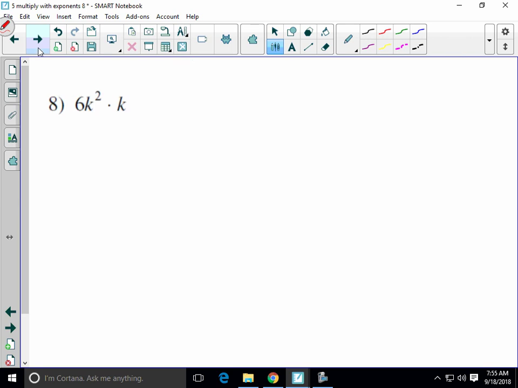Okay, 6k squared times k. Now they're not going to write in all these ones, but there's a coefficient of 1. That's 1k. And there's an exponent of 1. So for my coefficients, 6 times 1 is 6. K, and I'm going to add up these exponents. 2 plus 1 is 3. K to the third power.